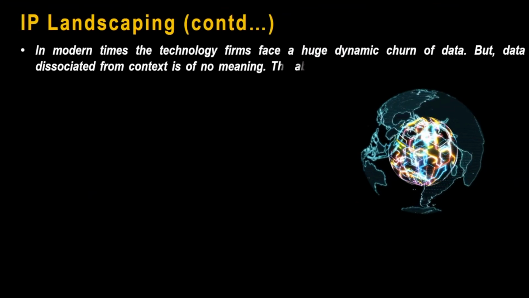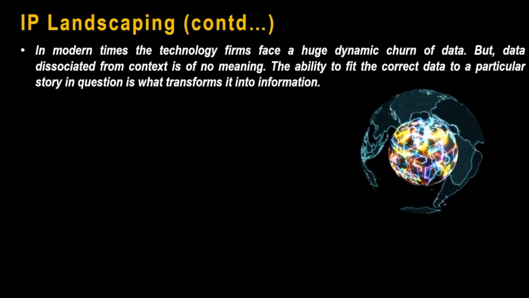In modern days, technology firms face a huge dynamic churn of data, means there is a huge amount of data, but this data dissociated from the context is of no meaning. The ability to fit the correct data to a particular story in question is what transforms it into useful information. This is where IP landscaping comes in.